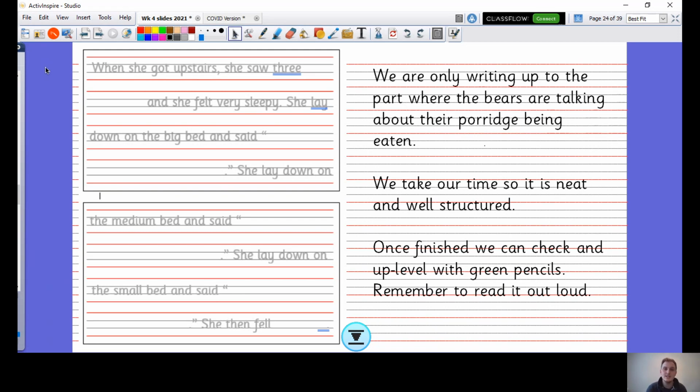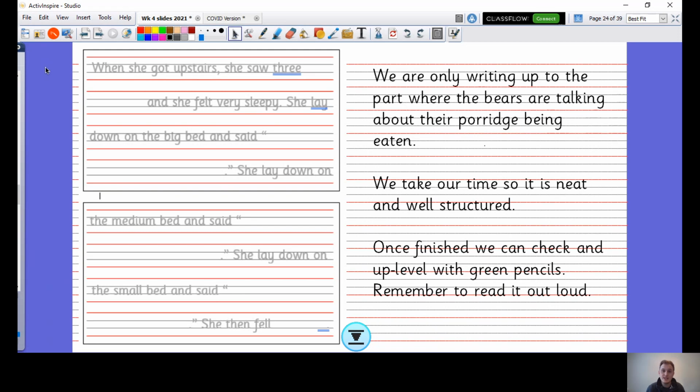She then fell asleep. Remember, in today's lesson, you're only going to be writing up to the part where the bears are talking about their porridge being eaten. Okay, so the bears come home, or whatever character you have changed it to. Okay, it might not be bears anymore, it might be rabbits like mine, it might be something else, and they're going to be talking about their porridge being eaten.